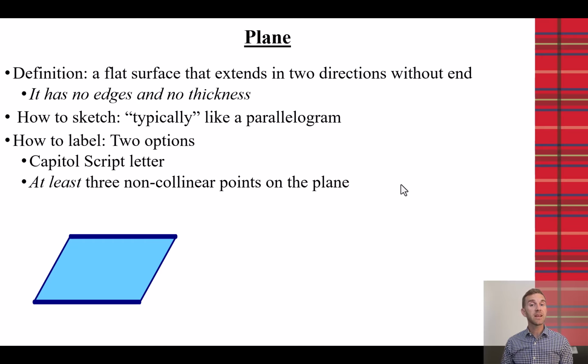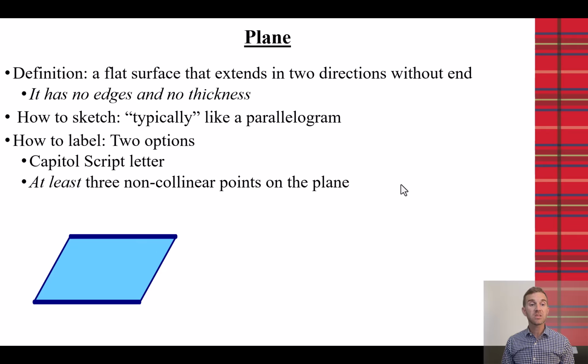But that's an important piece because that helps us build planes. And a plane is a flat surface that extends in 2 directions with no end. So this is length and width, just no height. And we often will see this drawn like a parallelogram. So it looks restricted, but we have to remember that it's really going on forever in both directions.